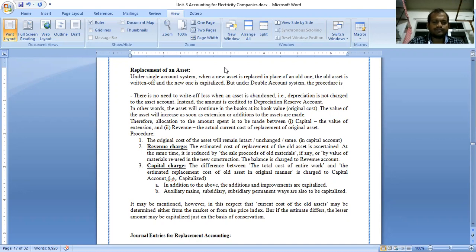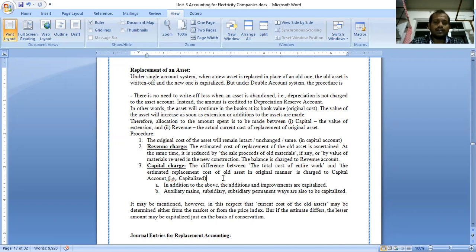So another thing, see here the difference between the total cost of the entire work and the estimated replacement cost of an old asset in original manner is charged to capital account. So what is capital account? Again another doubt. Before going to the replacement of an asset, it is very much needed to know about the double accounting system and what is capital account, what is the revenue account.